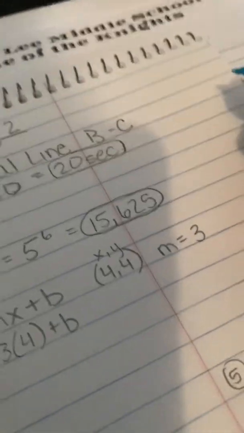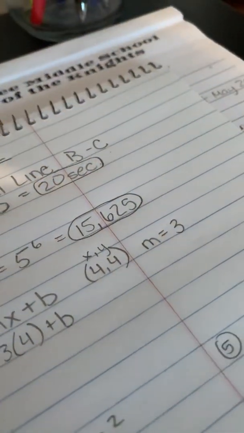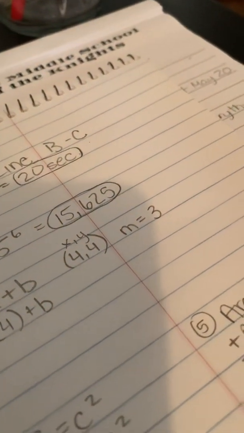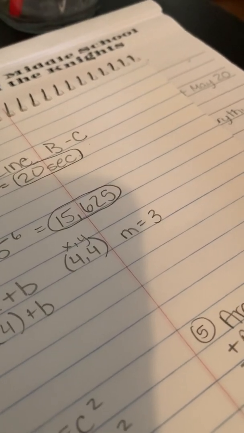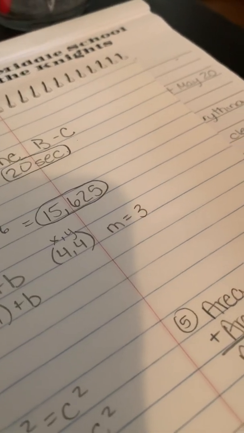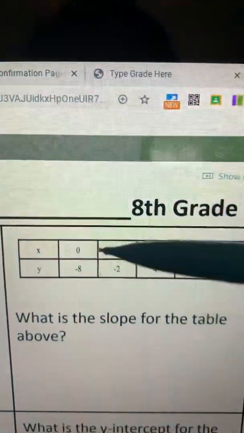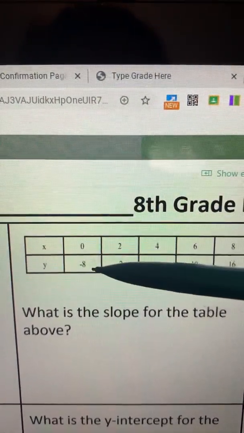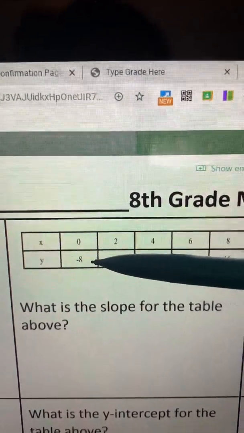And number 3 says, what is the y-intercept for the table above? So we have to go back and look at yesterday's table. A rule of thumb to memorize is anytime x is 0, the y value is your y-intercept. That is the point at which the line intercepts the y-axis. So we see here that x is 0, so my y-intercept is going to be -8.